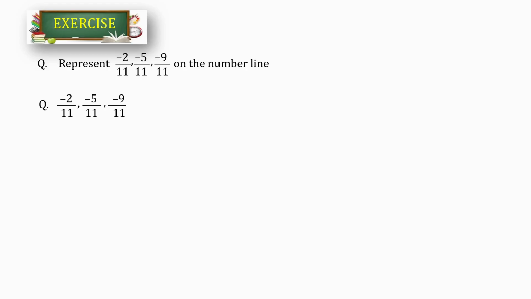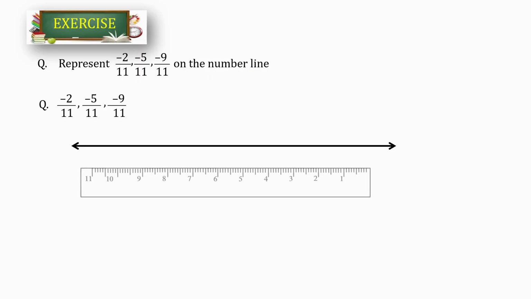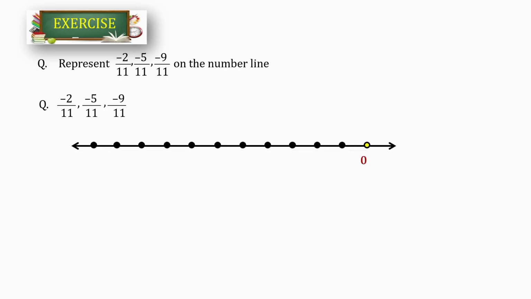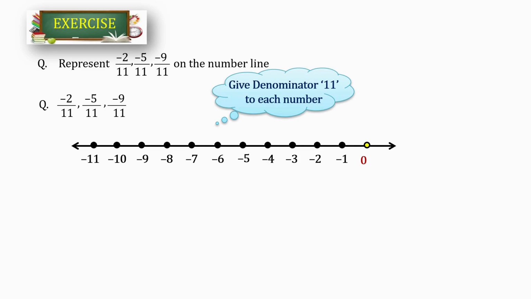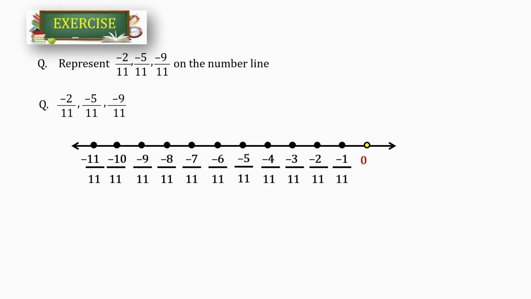Now represent minus 2 by 11, minus 5 by 11, minus 9 by 11 on the number line. So first we need to draw a number line. Make equal divisions. Since all the numbers are negative, we have to take equal 11 divisions. And now give the denominator 11 to each number.